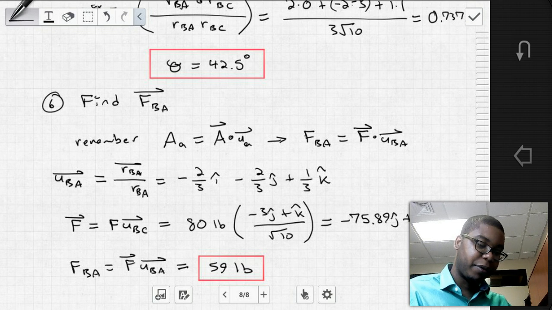Now that we have our unit direction vector, let's find our force vector, which is equal to the magnitude times the unit direction vector BC. That Cartesian force vector is 80 pounds times negative 3j plus k divided by the square root of 10, and we get the Cartesian vector form. From that, we finally find our force magnitude directed from B to A, which is the force vector dotted with unit vector BA, giving a value of 59 pounds. I'm skipping a number of steps here, but it's very important for you to understand the theory and be able to apply it to solve your problems.